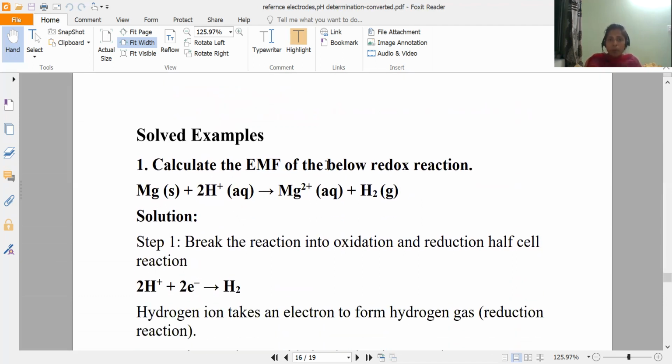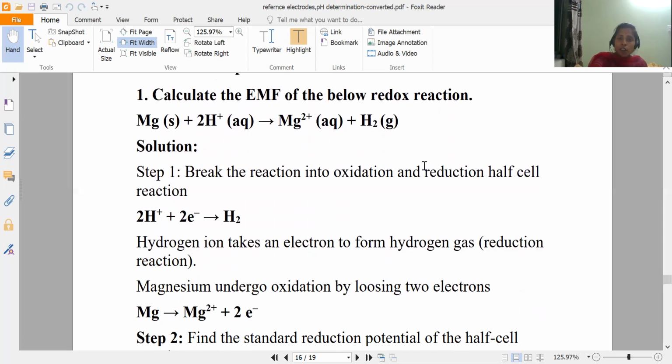Calculate the EMF of the below redox reaction. In the external examination, this is a very important question, a sure question. It is very important for 2 marks questions. Sometimes they ask even for 4 or 5 marks questions also.